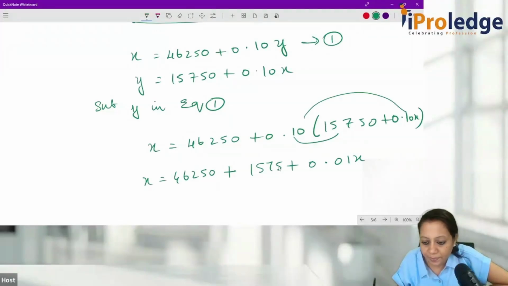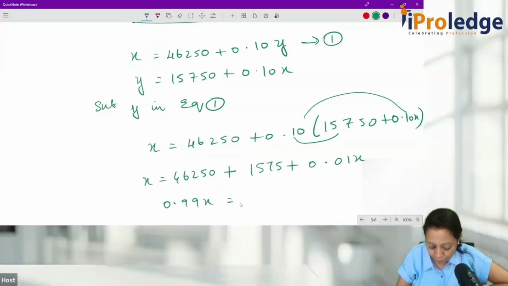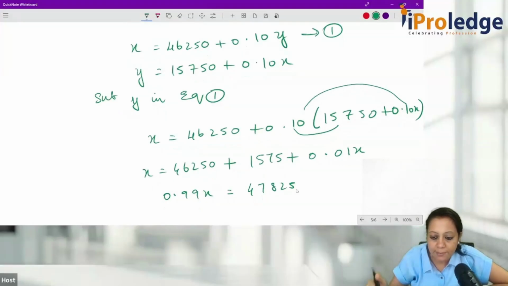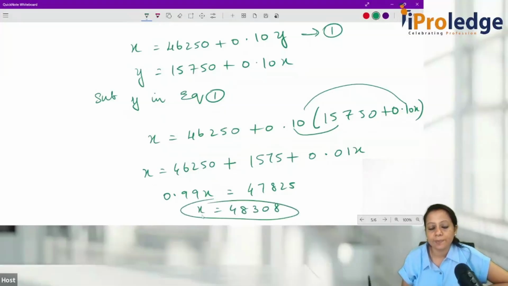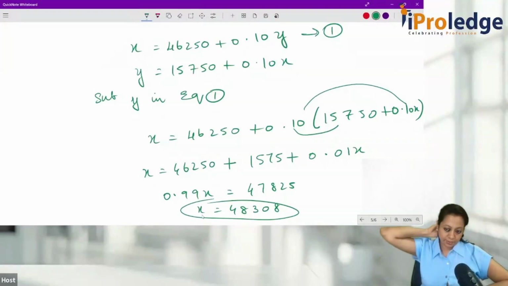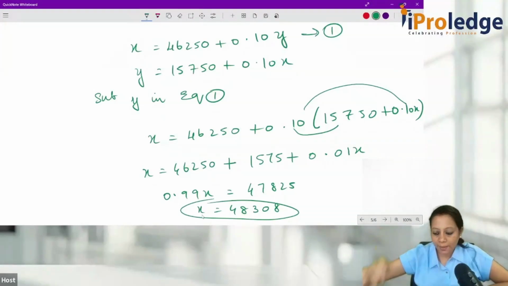And here we'll group all the X together, so 0.99X I will get, is equal to 46,250 plus 1575, that is 47,825. So 47,825 divided by 0.99. Are we getting 48,308? Yes. X is equal to 48,308. So shall I do Y also? Okay.